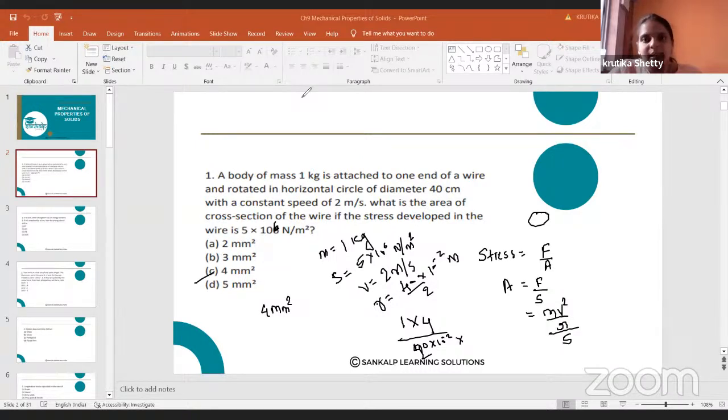Did you understand the solution? Does anyone want me to repeat? Did you understand this solution? So we know stress is equal to force by area. Force is not given directly, the body is moving in a circle. So it is a centripetal force, given by mv² by r, upon stress. Area is equal to that. All the values are given, just substitute and calculate, you will get option C. If it is clear to you, I'll go for the next question.